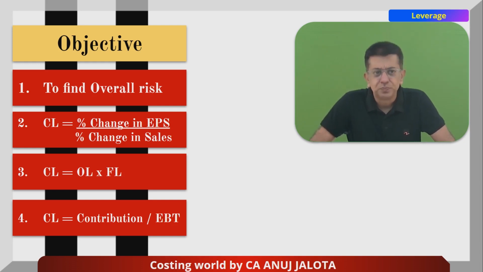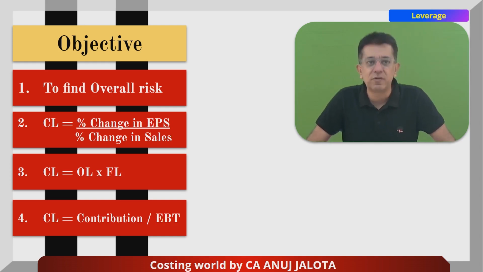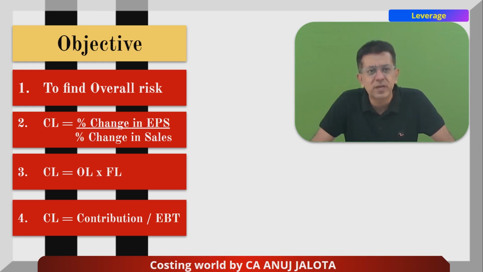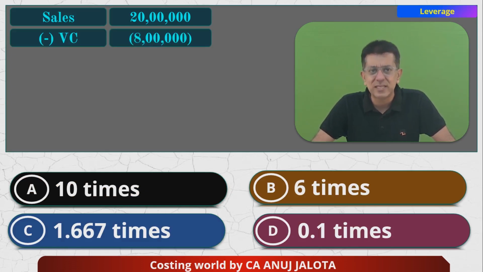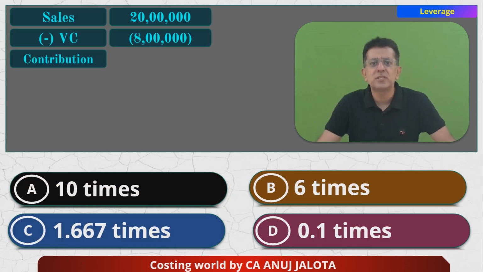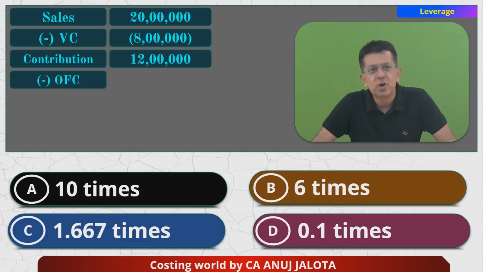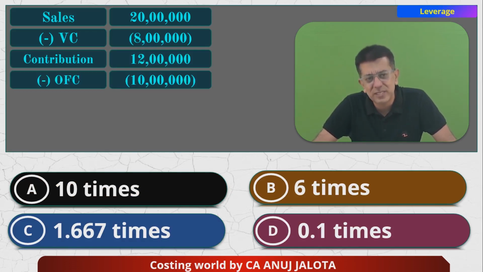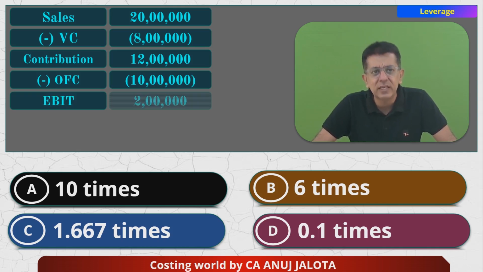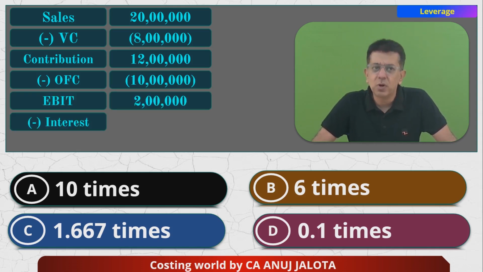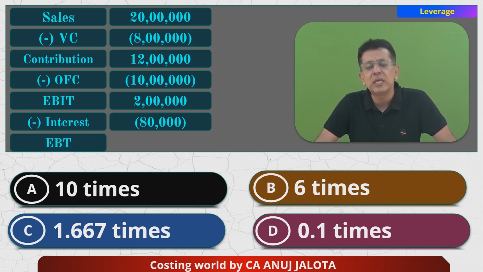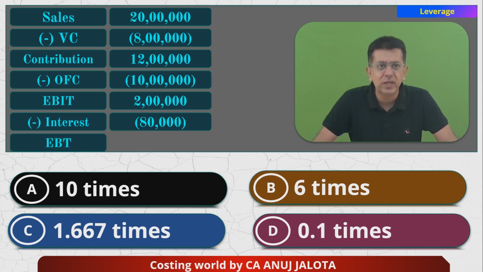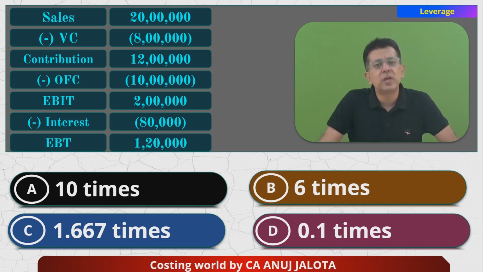Now let's use this last formula that I had kept on the screen. Combined leverage is equal to contribution upon EBT. Let's compute both of them. Sales is there with you, that's 20 lakhs. Variable cost is 8 lakhs. Calculate contribution by subtracting, that will give you 12 lakhs. From there, subtract operating fixed cost, that was 10 lakhs. That will give you EBIT, which is nothing but 2 lakhs. From there, subtract interest, which we calculated as 80,000. And lastly, that will give you EBT. EBT will be 1,20,000.